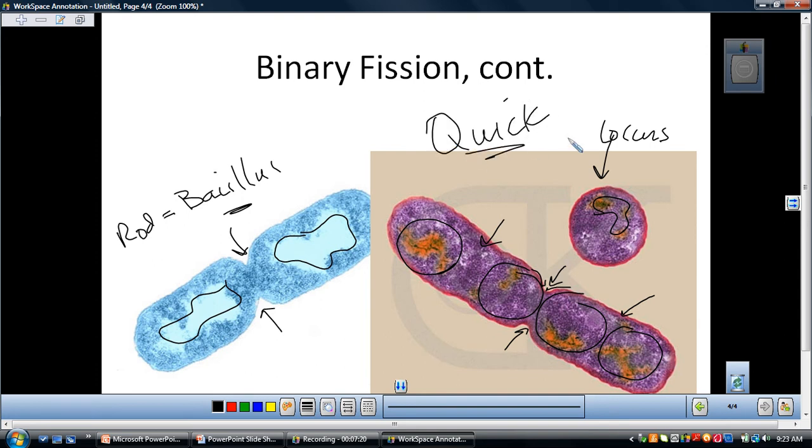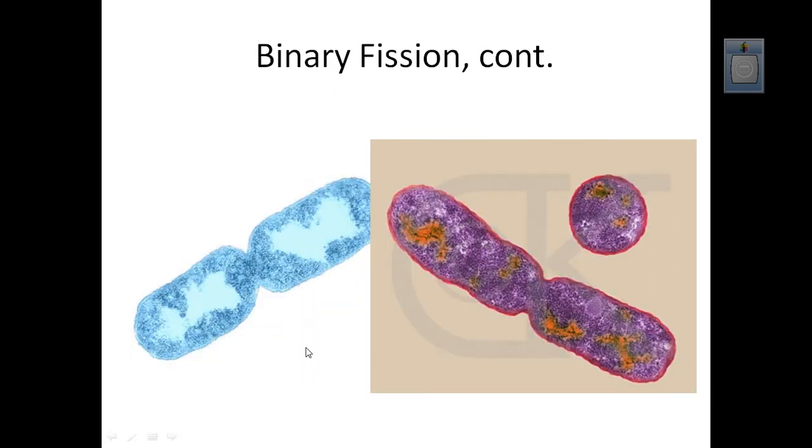Okay, in a matter of about 20 minutes, they can go from 1 to 2 cells. If you compare that to eukaryotic, as far as our cells, human, some of our cells take an entire 24-hour time frame to reproduce. Others take years to reproduce. So for bacterial binary fission, it's a much more rapid process.